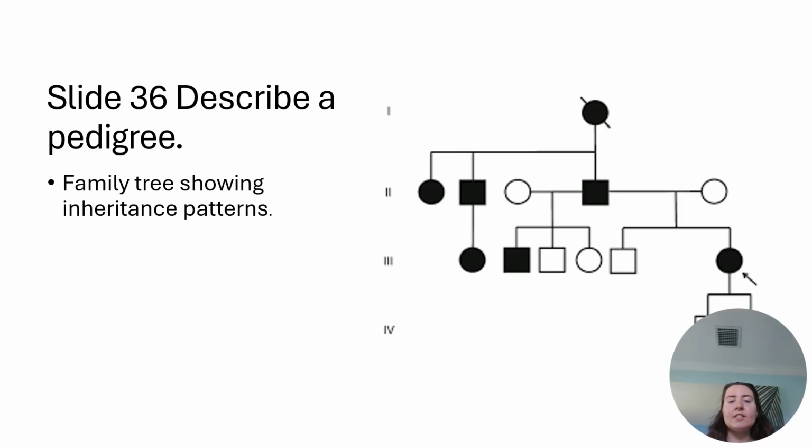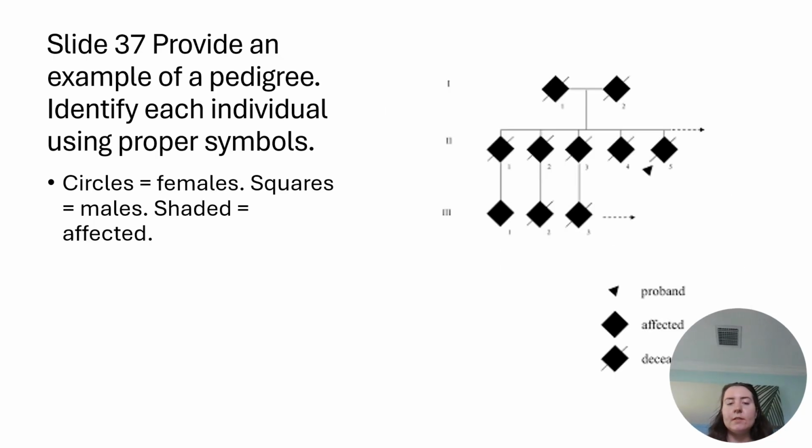36. Describe a pedigree. That is a family tree showing inheritance patterns. 37. Provide an example of a pedigree. Identify each individual using proper symbols. So circles equals female, squares equals male, shaded equals affected.